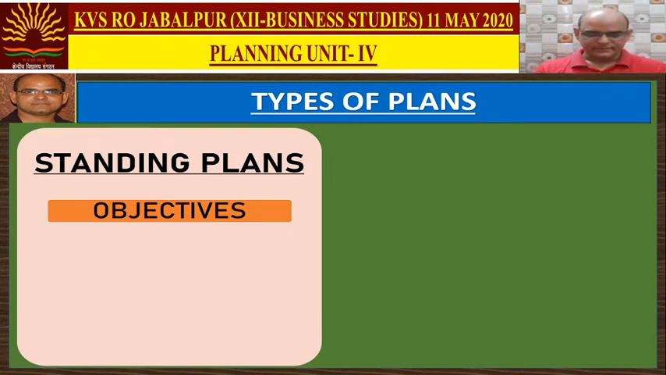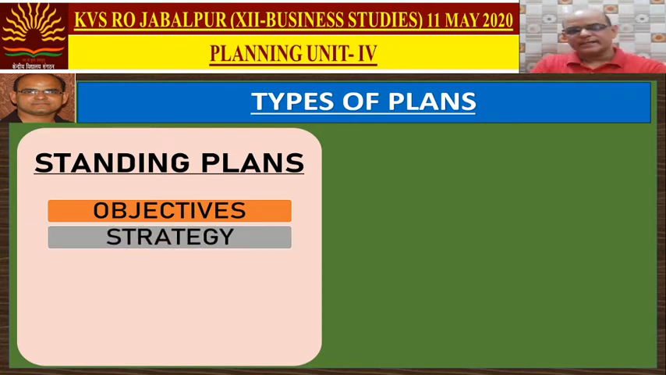After objectives, strategy. Actually this term has been taken from the army. Strategies are actually the counter plans, the plans which we make according to our competitors' plan, our enemy's plan. So to counter that enemy's plan, when we make a plan, it is called strategy.